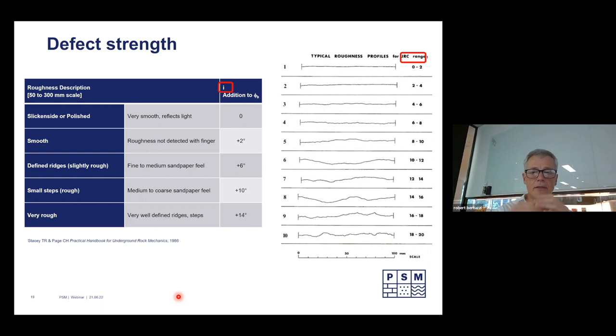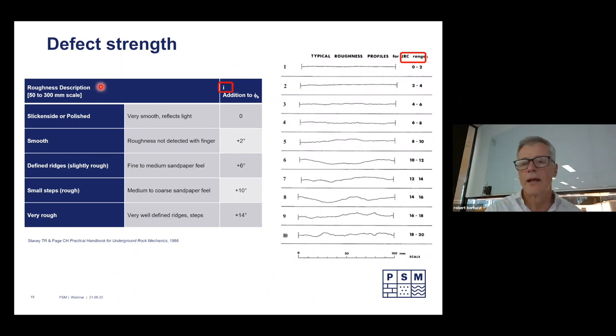The Patton approach adds to the friction angle a term, depending on our observations of the defects within the small scale range, 50 to 300 millimeters. So if we can find that they're slick inside or polished, we don't add anything to the friction angle. If they're smooth, we add 2 degrees, all the way up to very rough, we can add 14 degrees.